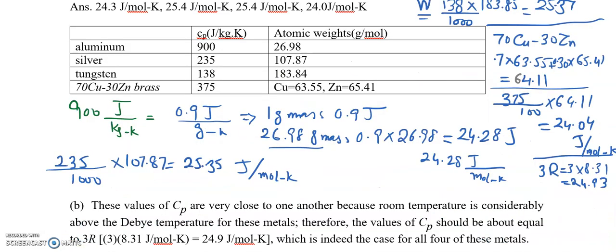So here is the explanation. These values of Cp, that means the heat capacity at constant pressure, are very close to one another, because room temperature is considerably above the Debye temperature for these metals. Therefore the values of Cp should be about equal to 3R, which is indeed the case for all four of these metals.